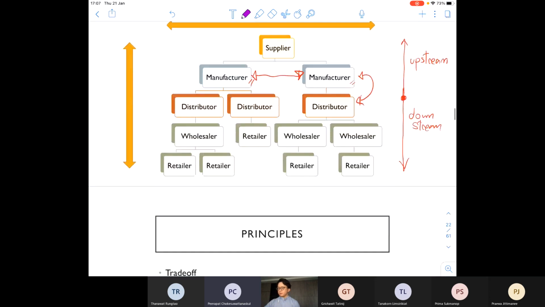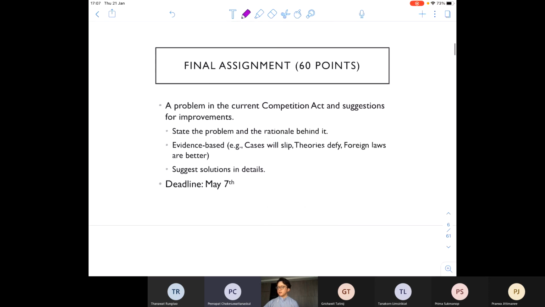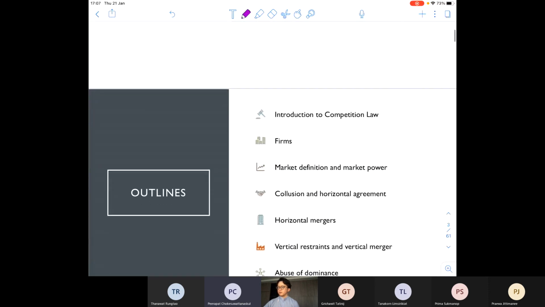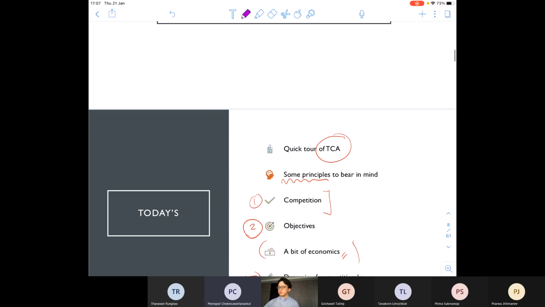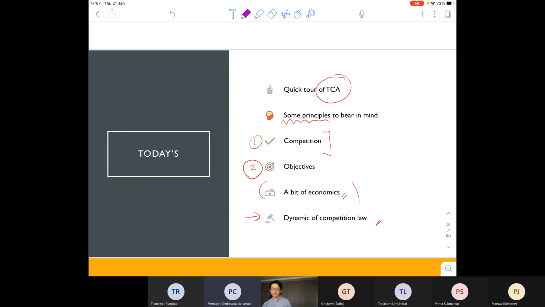Okay, so just to wrap up, what we have done is essentially, we have learned this quick tour of TCA, right? We know what the conducts are that are governed by TCA, and we also know that there's a relationship between the structure of the market, the way the players are situated, and the conduct, whether they would do something bad or not. Okay, and then we learned the trade-off between incentive and capability.